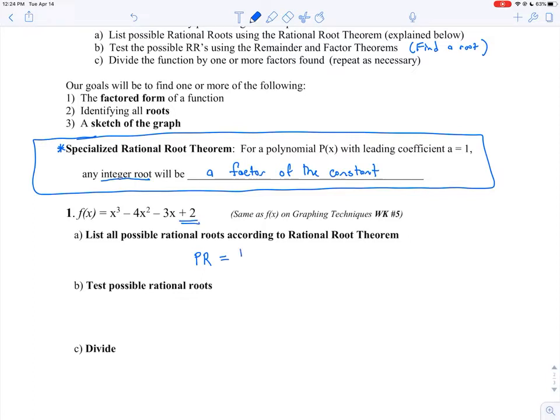The difference here, it can be plus or minus with these. So plus or minus 1, plus or minus 2.